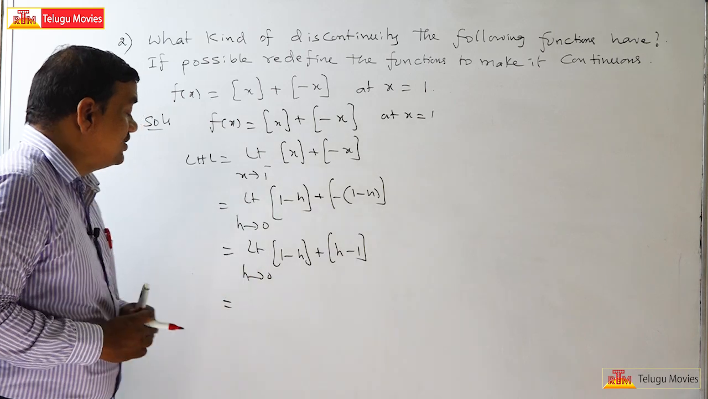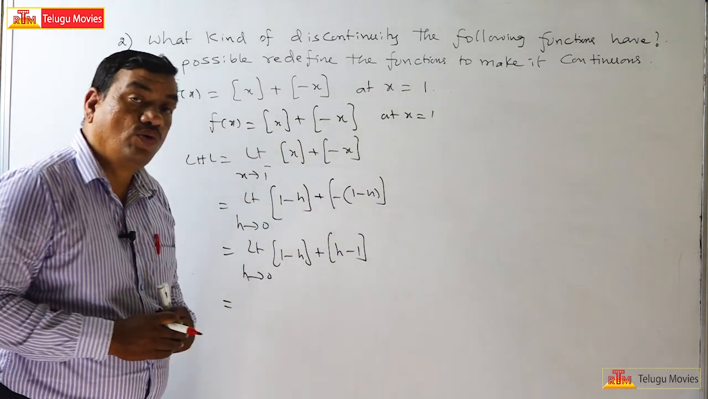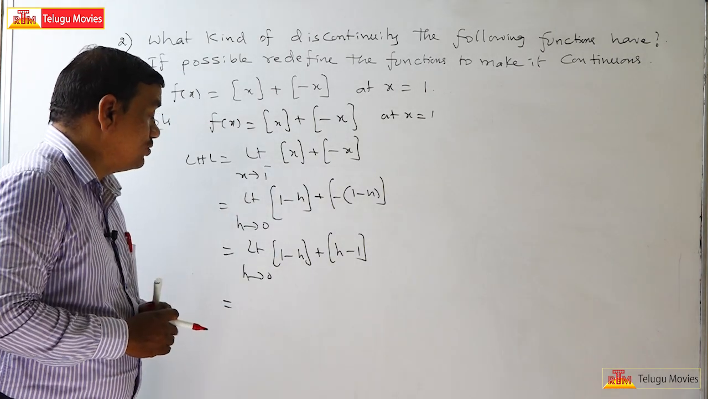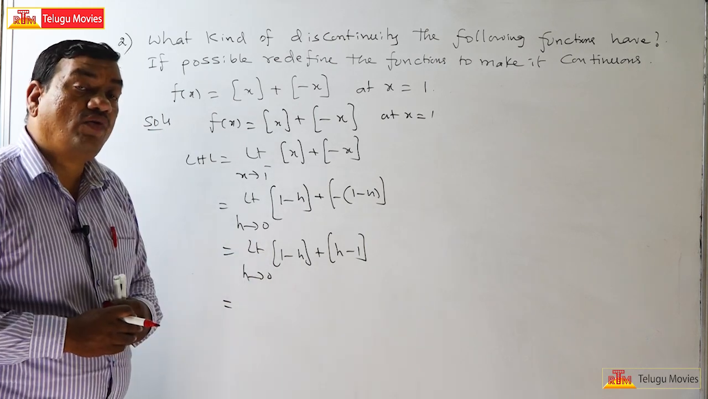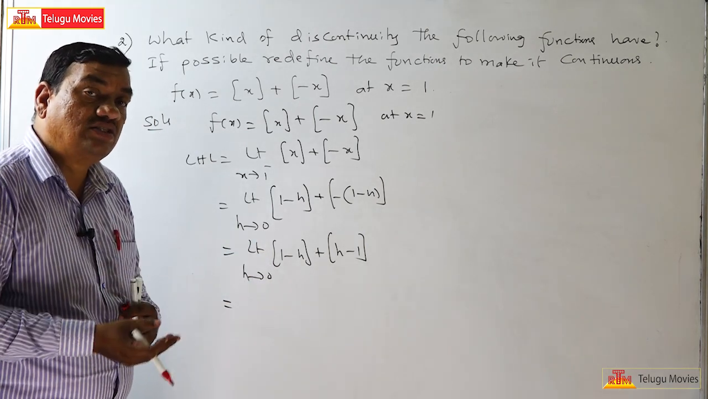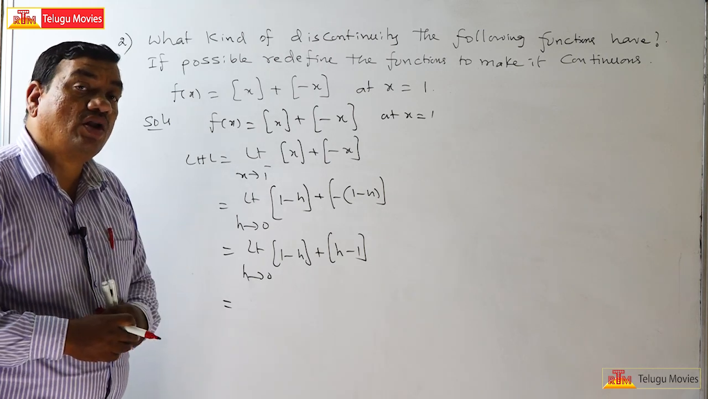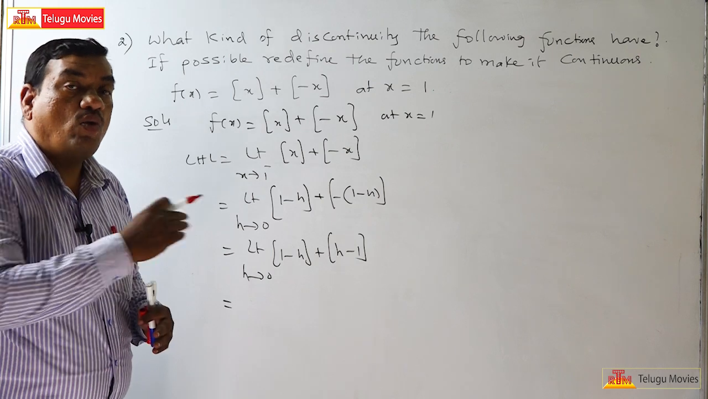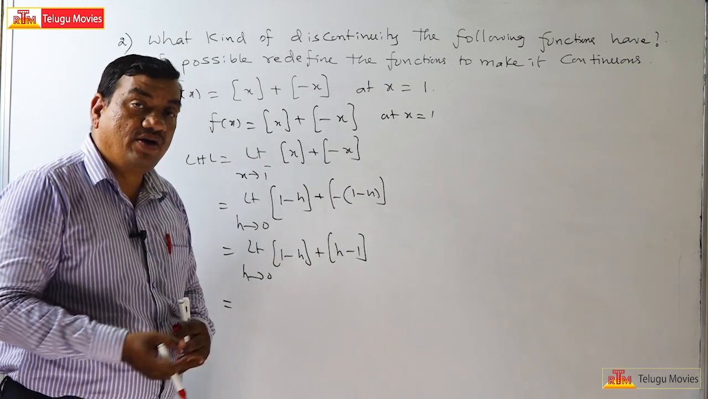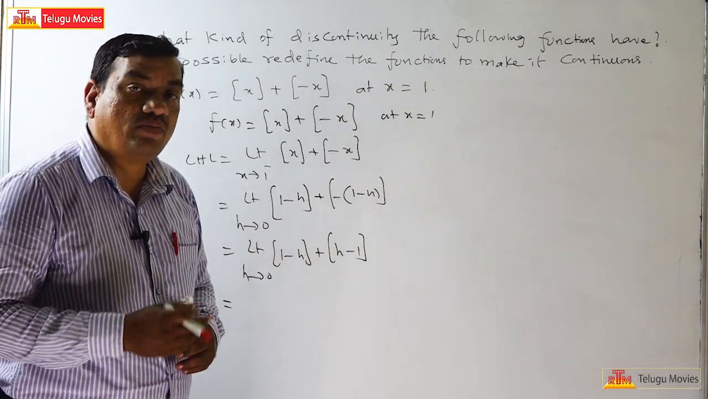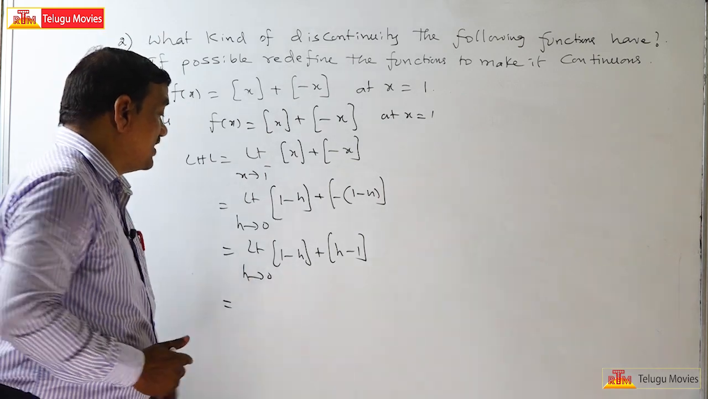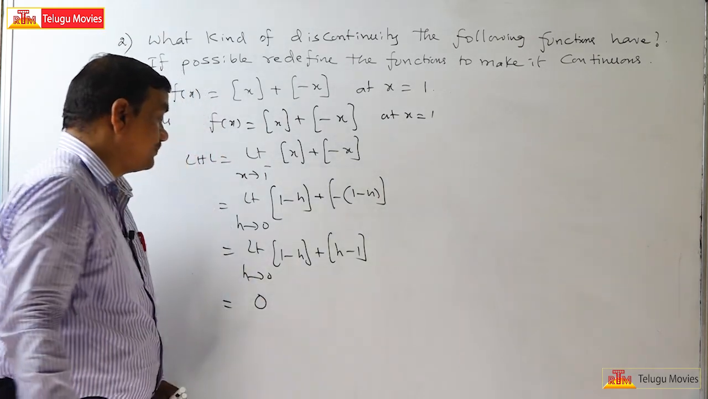See here, as h value approaches 0, 1 minus 0 value is equal to how much? That means 1 minus something you are removing. For example, if you take 0.5, 1 minus 0.5, so 0.5 you are removing. That's why you are getting 0 here.